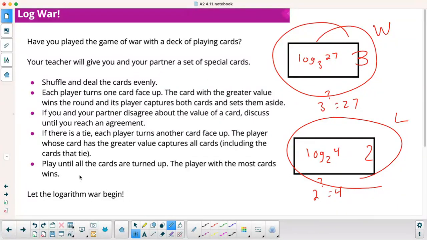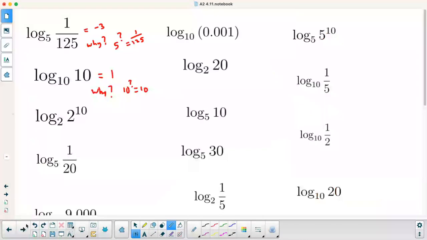Or to make it shorter, you can play until you've gone through all of your cards and just count them up. But since we don't have people to play with here on this video, I'm just going to go through all of the logarithms and just show what they are. Okay, so I did some of them to kind of speed it up. All right, log base 5 of 1/25, that's -3.